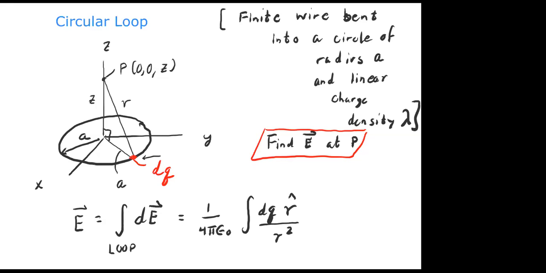Same story. R hat, I cannot pull out of the integral. It depends upon an angle. The radial unit vectors depend upon angles. So to get around that impasse, I'll recast my expression in terms of a position vector, but I have to pay a price. The denominator becomes r cubed. So let's march forward.